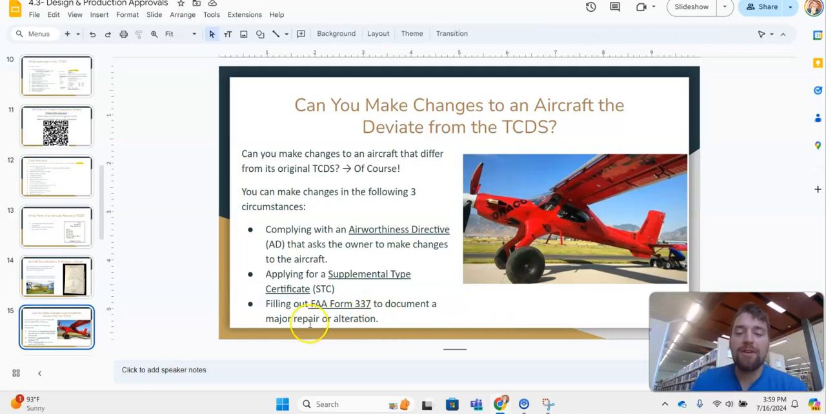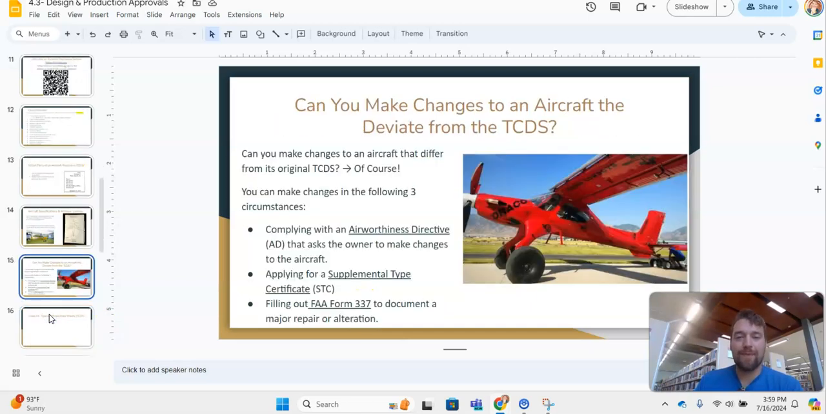If you're also making a major repair or alteration, you could make those changes to the aircraft by filling out an FAA Form 337. We'll go into STCs and Form 337s later in this unit. That basically covers it. That's TCDS for you in a nutshell.